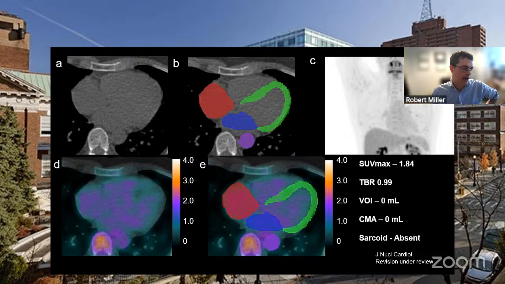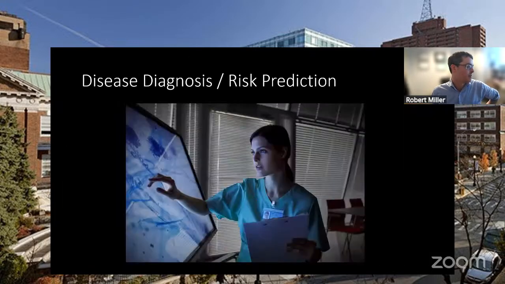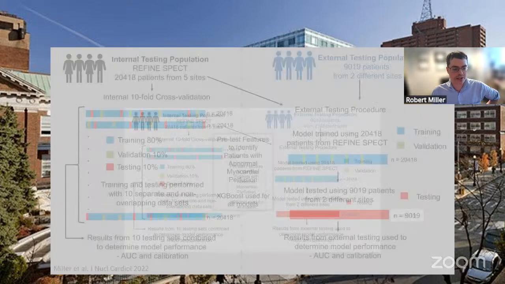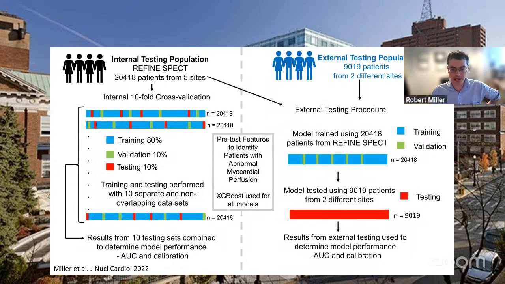So that was a ton about segmentation. Hopefully you're not sick of seeing circles. Now I'm going to move on to some disease diagnosis and risk prediction. So this study, I'm going to gloss over mostly just for time, but this was a study that we used to select patients with abnormal perfusion based on pretest features.